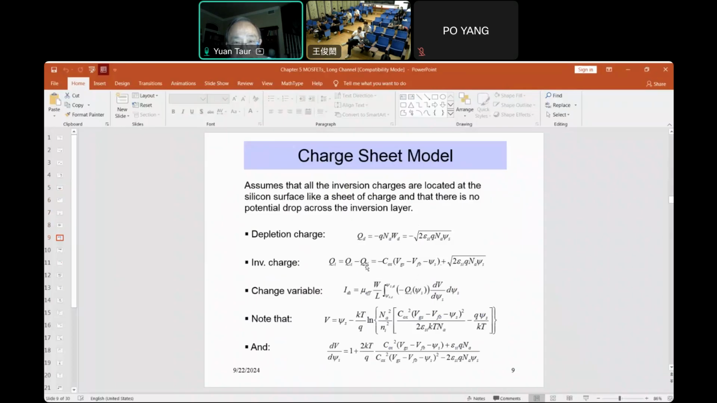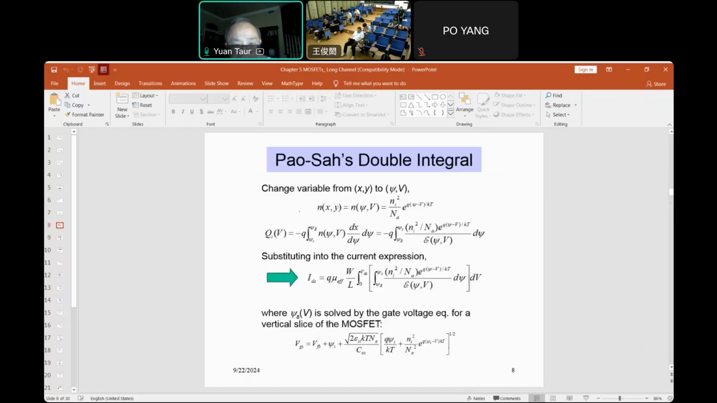We don't know that Qi is a function of V, but we know Qi is a function of psi s. So we change the variable. This Qi dV becomes Qi dV/d psi s d psi s. And so this term is given by this expression. Qi is a function of psi s. This one is obtained from differentiation of this expression. This expression is by looking at this one, and then you solve V.